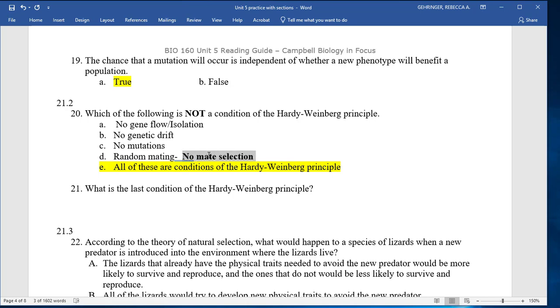So remember, those are all things that can lead to microevolution. So those are all mechanisms of evolution. So what's the last condition of the Hardy-Weinberg principle? This one's maybe tricky because we have several things, but we left one out. What's the mechanism of evolution you normally think of if you think of a mechanism of evolution? Like evolution by blank. So natural selection. So Hardy-Weinberg principle is if we say all of these things occur, evolution doesn't happen. So it would be no selection or no natural selection.